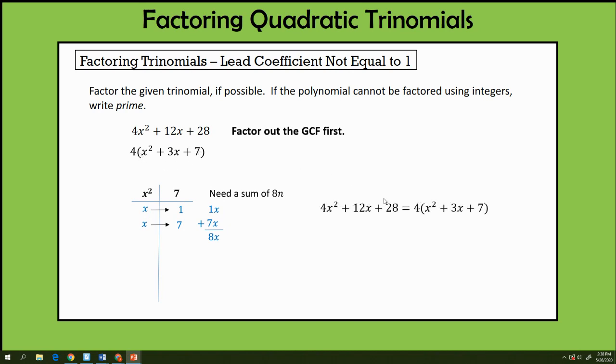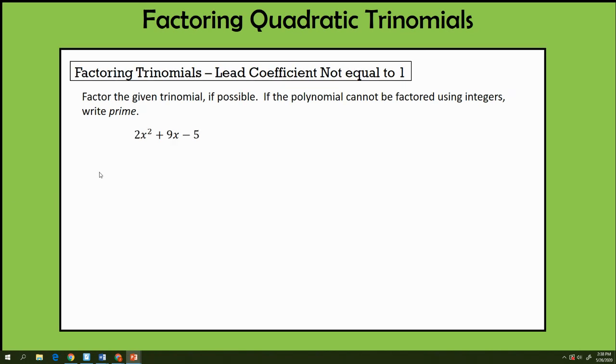But we would say that our factored answer is 4 times that trinomial that we pulled out. So we would write our answer like this. This is factored. We just didn't get a chance to break this trinomial down any farther. So that might happen. Okay, let's look at our next one here.